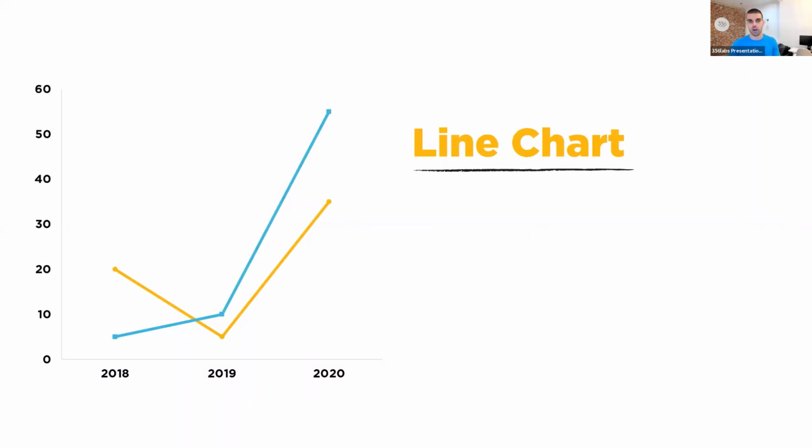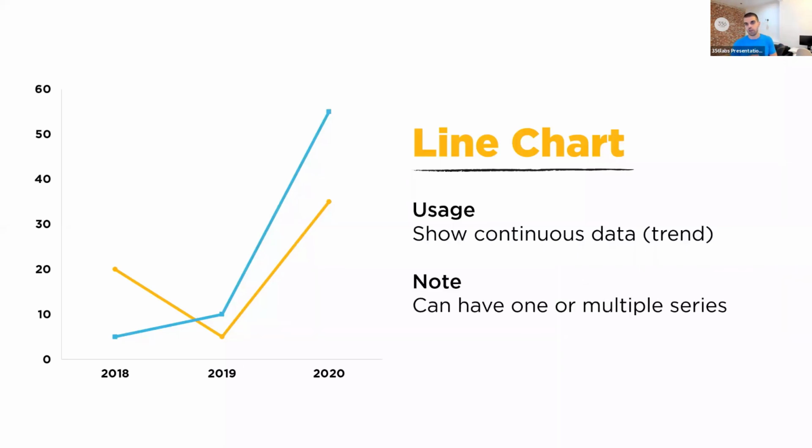Then we have the line charts. Line charts are also quite popular in the business world, and not only. Why do we use line charts, and when do we use line charts? When we want to show continuous data and values along time. We want to see a trend, for example. This is the perfect moment when we can utilize the power of line charts.